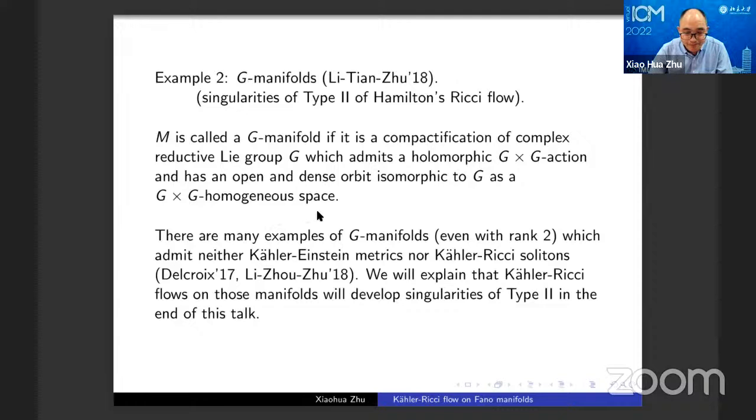By a result of Delcroix, there are many such examples of G manifolds, even with Picard rank two, that cannot admit an Einstein metric or Kähler-Ricci soliton. So this means the flow cannot converge to an Einstein metric or Kähler-Ricci soliton in the sense of Kähler potential, right? But we actually prove that in the Cheeger-Gromov topology it also cannot converge. I will explain this at the end of this talk.